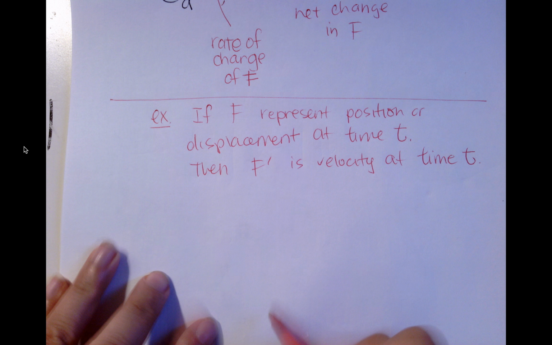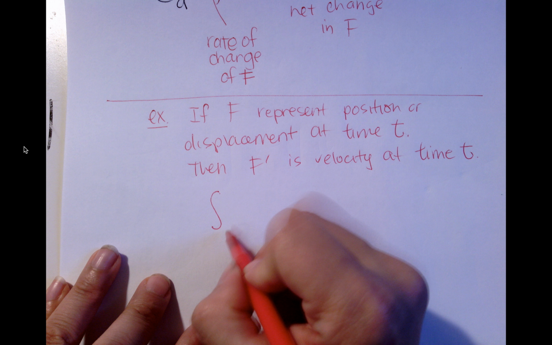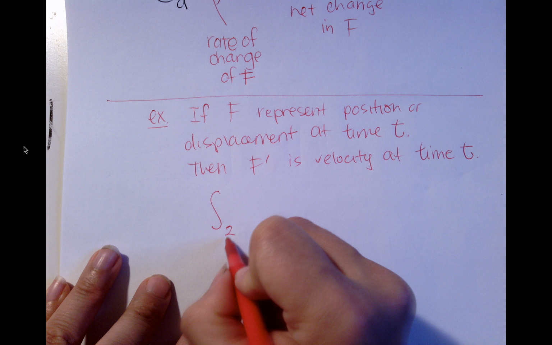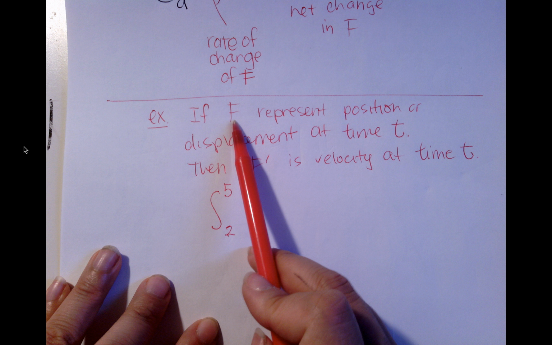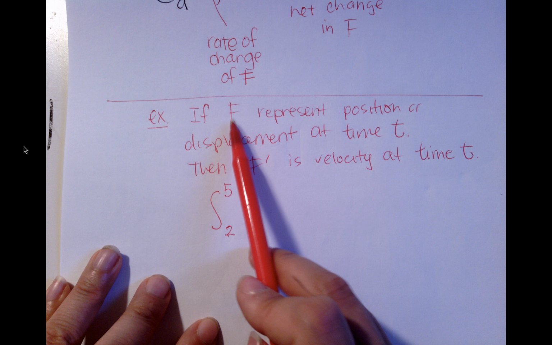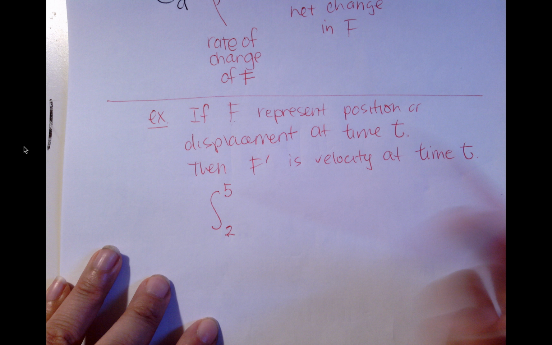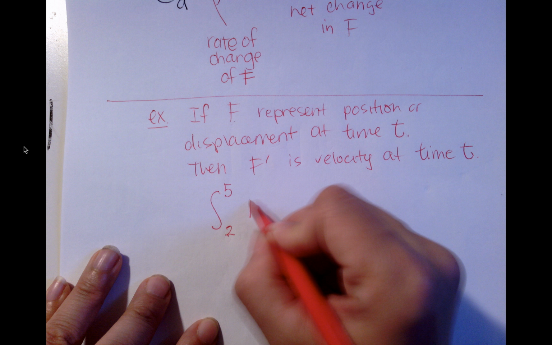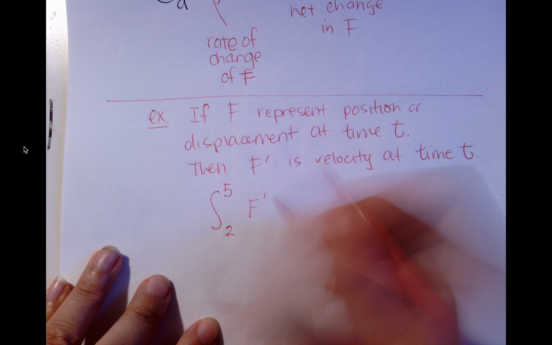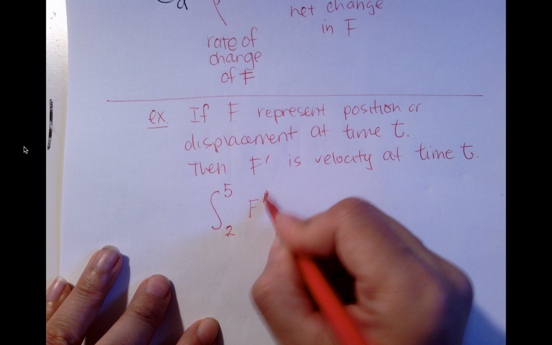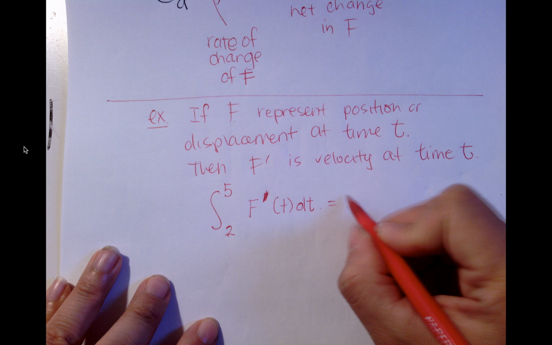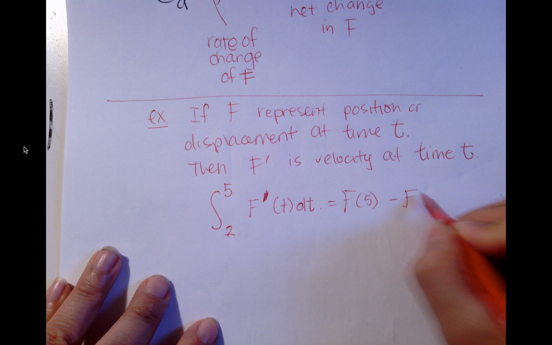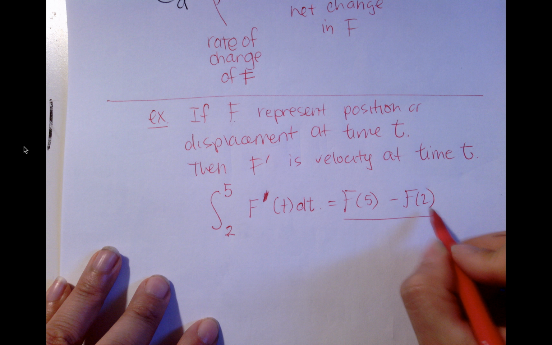So for example, let's suppose I wanted to know how far I had traveled between 2 hours and 5 hours. And this function gave me the miles traveled, or my position at a particular hour. Then if I were to find the definite integral of the velocity function, this would give me my change in position between 2 hours and 5 hours.